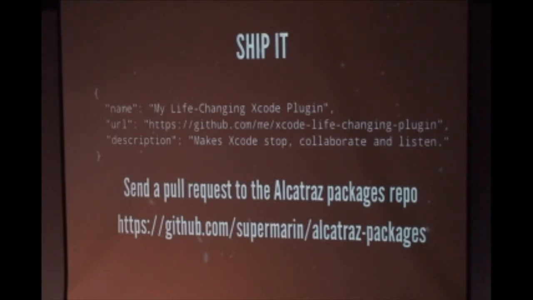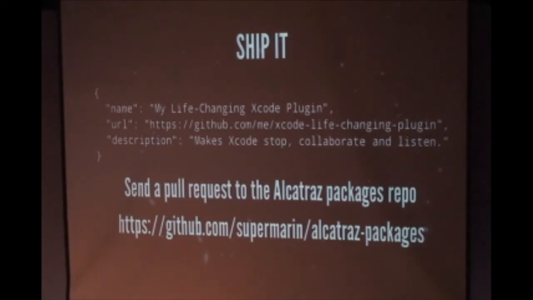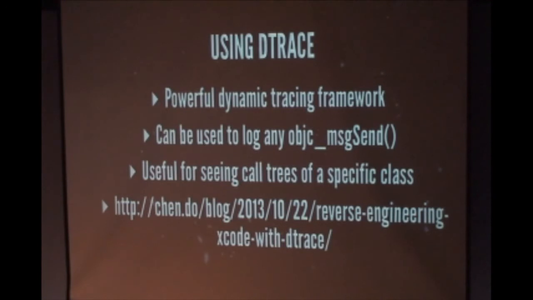So we have one final thing we have to do, which is actually shipping the plugin. We can do that, as I said earlier, there's a packages.json file for Alcatraz in a special repo called Alcatraz packages. And what you do is just add your own entry for your plugin, short description, and the GitHub URL, and send a pull request.